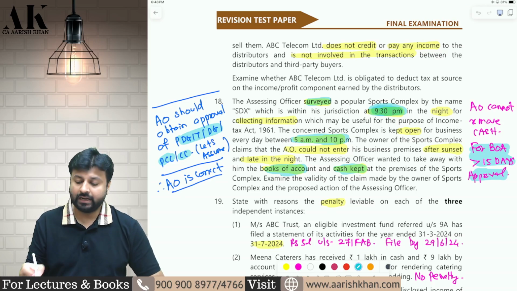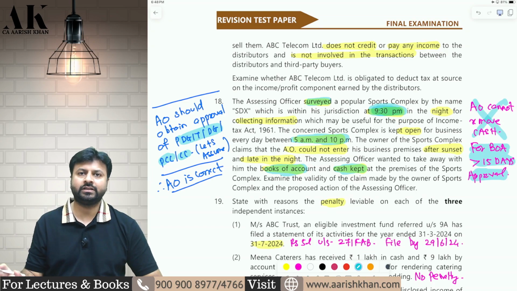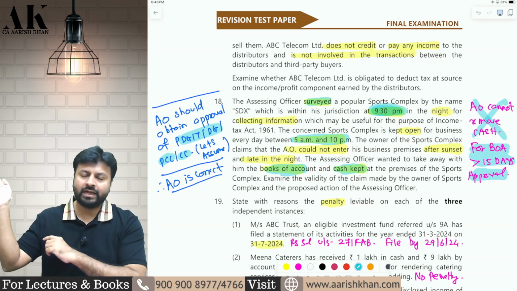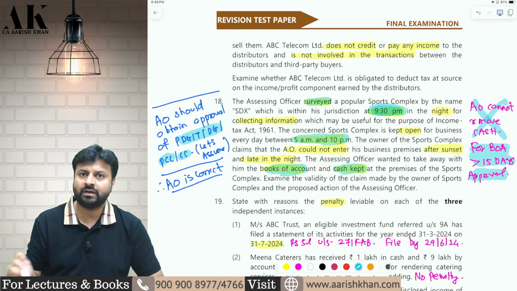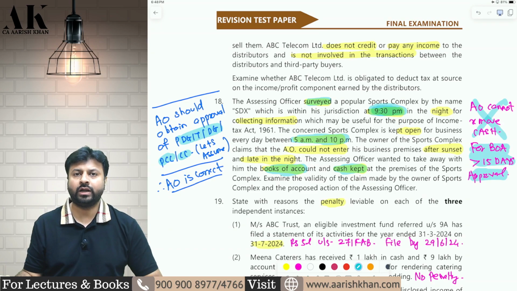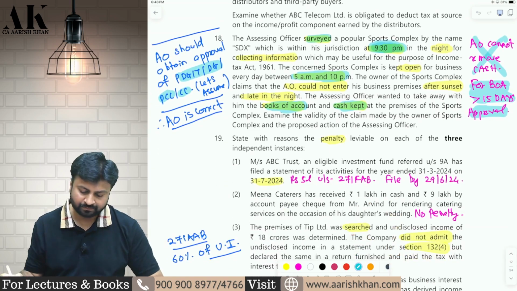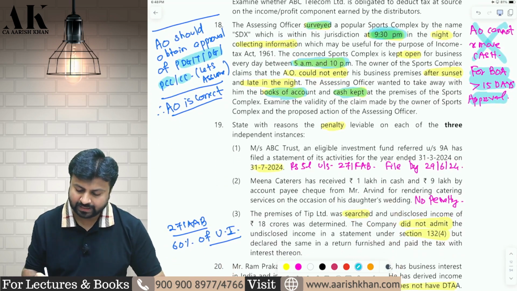But he cannot take cash under any circumstance under 133A survey. Survey section does not give you the power to seize cash and go. For that, you need to go and take a warrant from the higher authority and do search and seizure. So you cannot take away the cash in survey. Okay, that is wrong. Next one, state with reason the penalty leviable on each of the following independent circumstances.